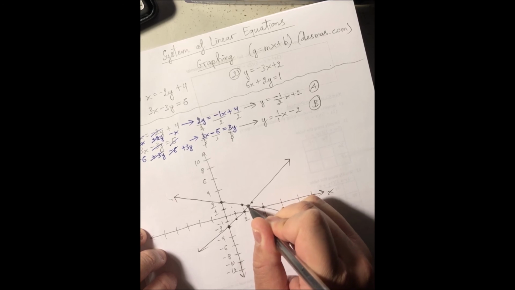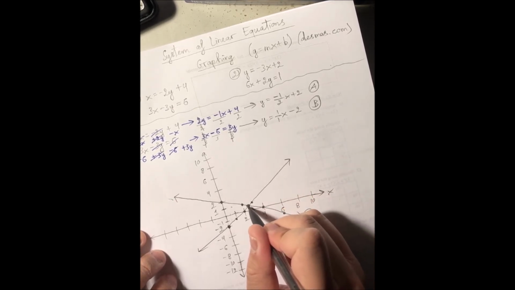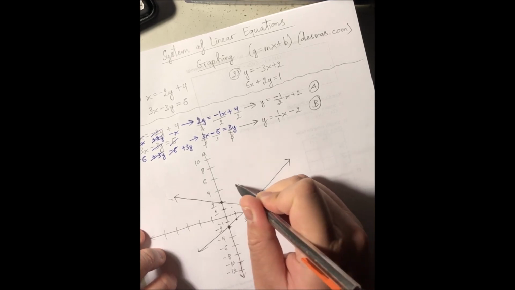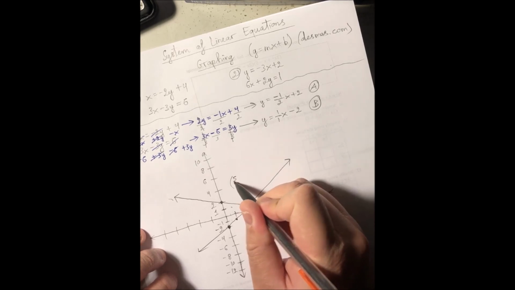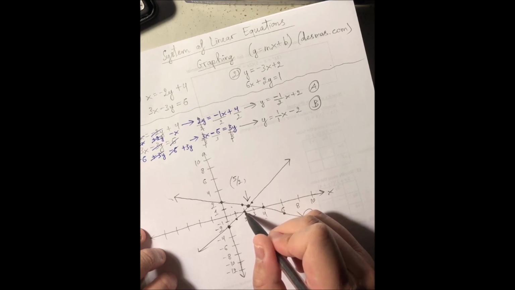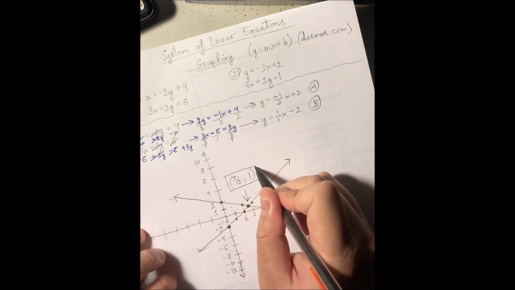So this is the point of intersection here, and it seems like the x and the y coordinate is 5/2, comma 1, I think.